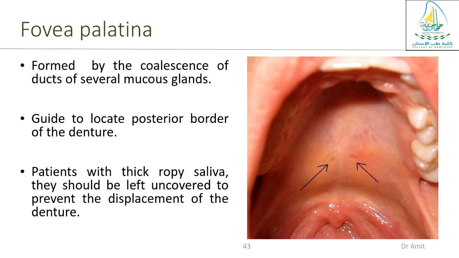Third is fovea palatini. Now, what are these fovea palatini? These are two depressions which are seen in the posterior part of the palate. Now, from what are these two depressions made? These are the openings for the salivary gland ducts. Several mucous glands present there combine and come out via one duct, and this is the opening for that duct. So all the thick or ropey saliva comes out of these glands here from the palate area.